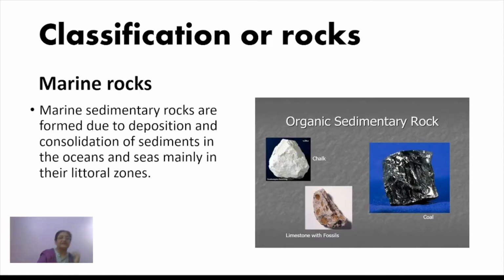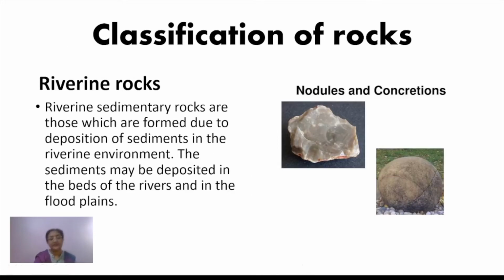Number 1 is marine sedimentary rocks. These are formed due to deposition and consolidation of sediments in the oceans and seas, and these are called marine rocks. Most of the marine rocks are organic sedimentary rocks. You can take the example of chalk, limestone and all these. These are mostly organic sedimentary rocks also. Now the next one is riverine rock.